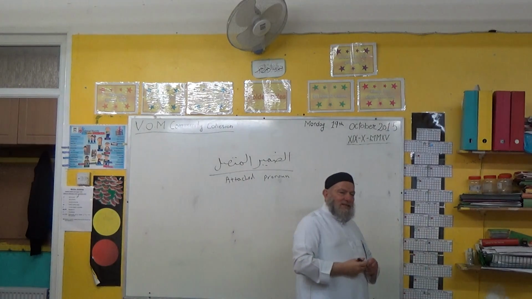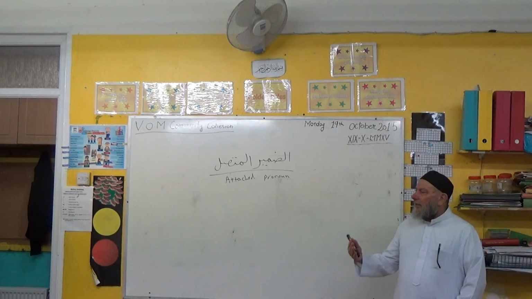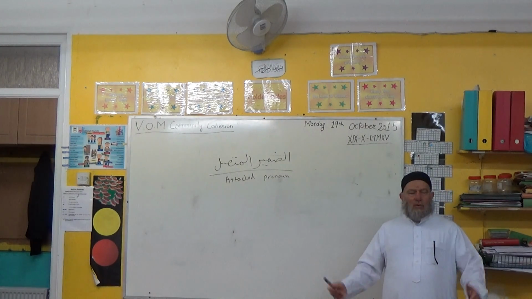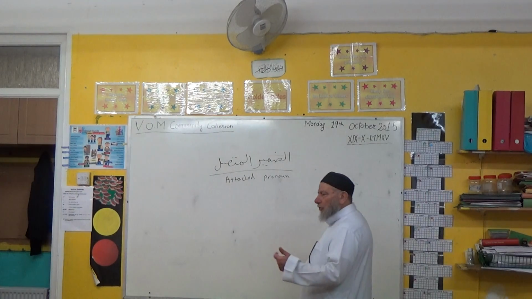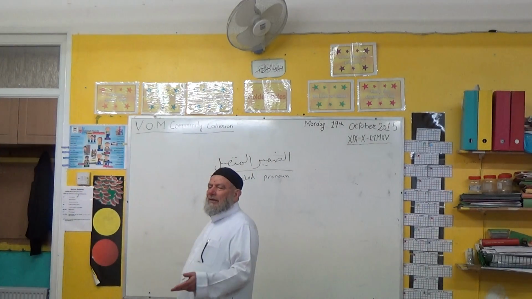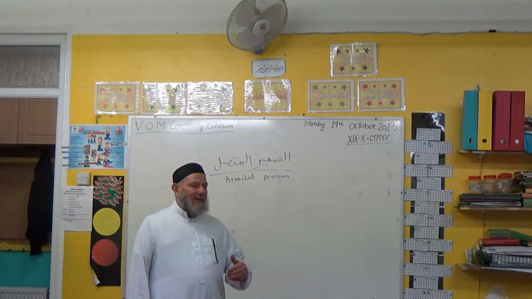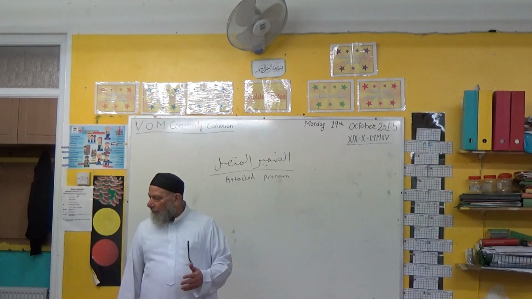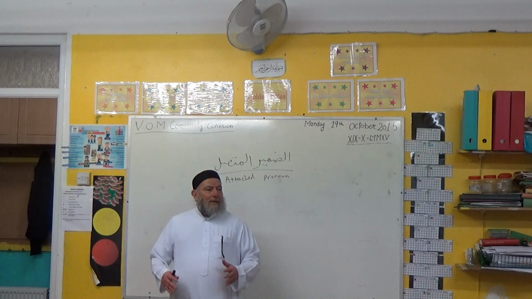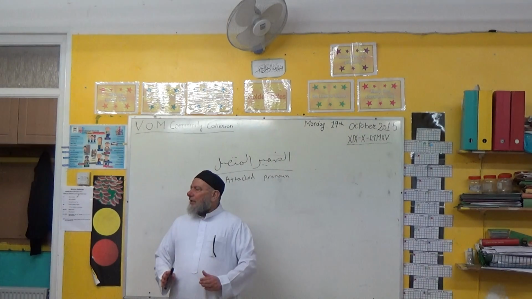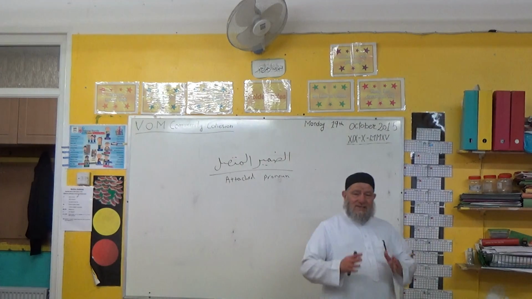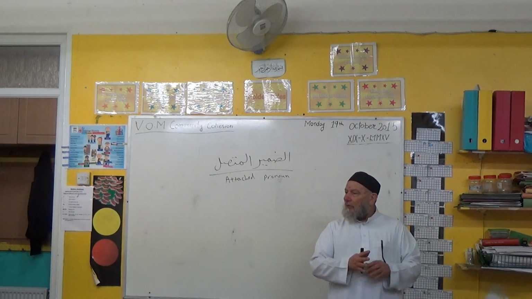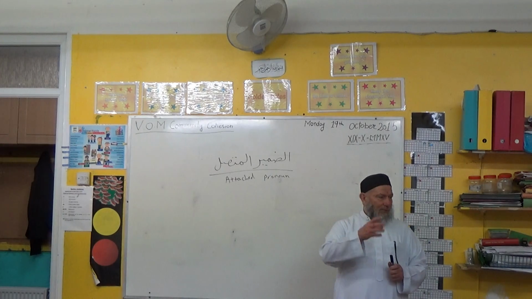What's the difference between this and what we learned last week? Last week, all the pronouns we learned are detached: هو, هما, هم, هي, هما, هن, أنت, أنتما, أنتم, أنت, أنتما, أنتن, أنا, نحن. And if you remember, all these pronouns are separate from the noun in writing and pronunciation.